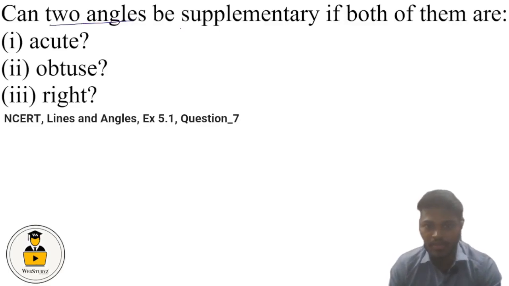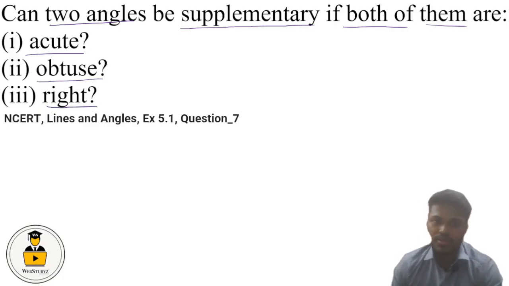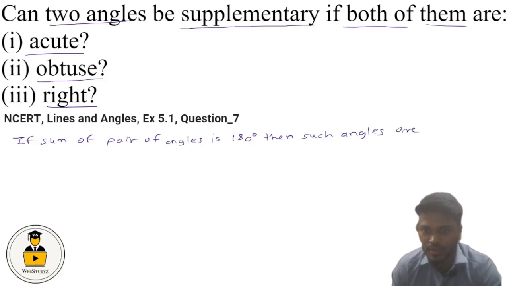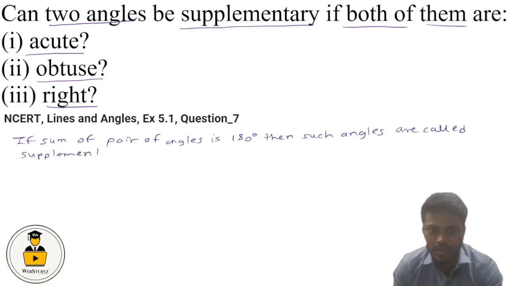Can two angles be supplementary if both of them are acute, obtuse, and right angle? So let us first understand what we mean by supplementary angles. If the sum of a pair of angles is 180 degrees, then such angles are called supplementary.